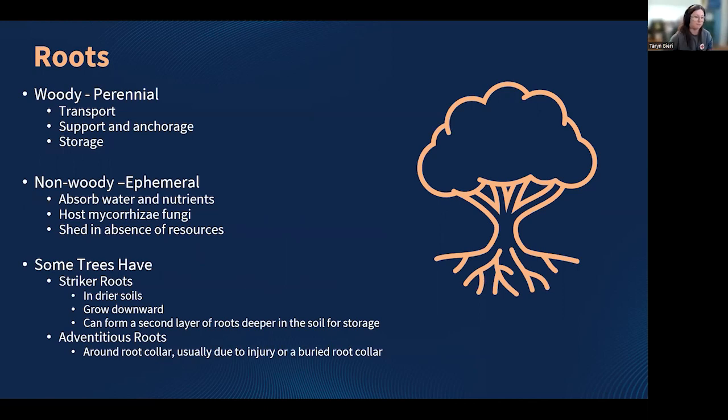There's a few types of roots that can be found on trees. So we have perennial roots. These are the larger roots. They transport water and nutrients up the tree. They support and anchor the tree and also provide areas for storage.